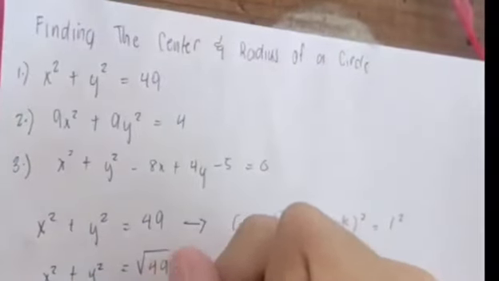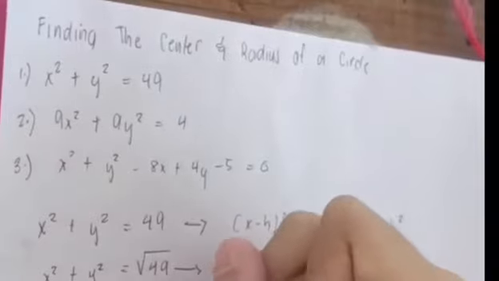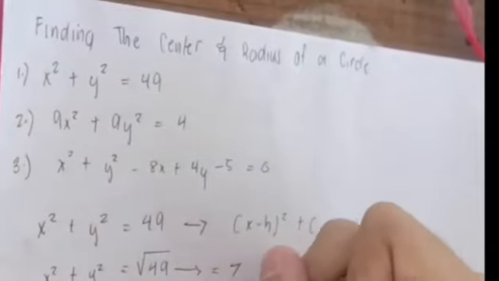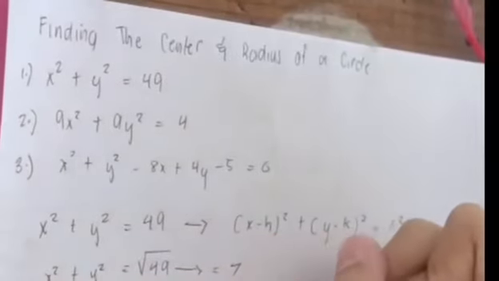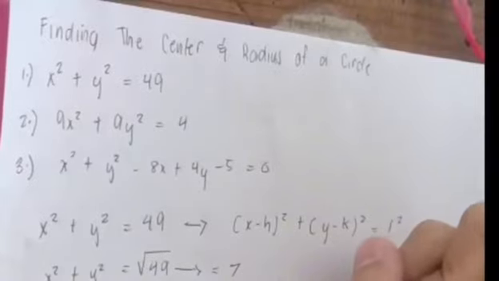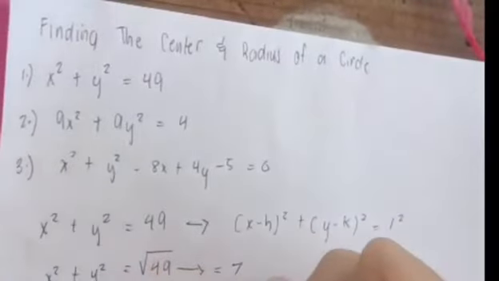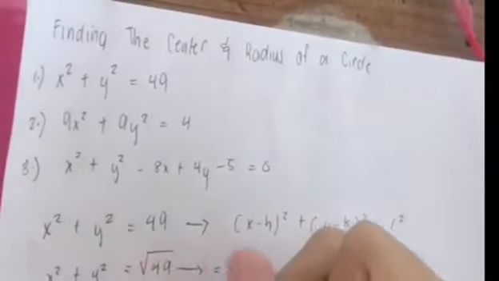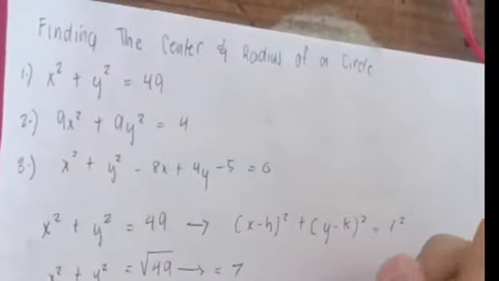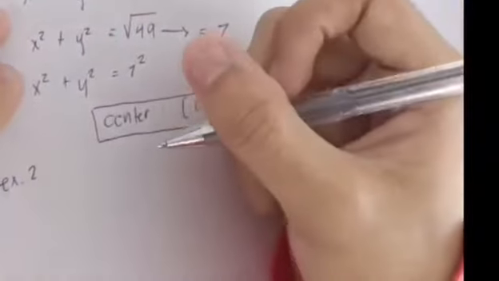And now let's write the center. Our center is 0, 0 because we don't have h and k, and our radius is 7. This is the final answer for example number 1. And now, let's proceed to example number 2.